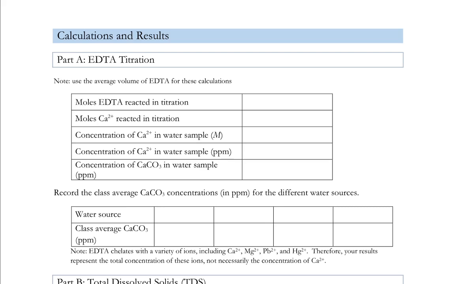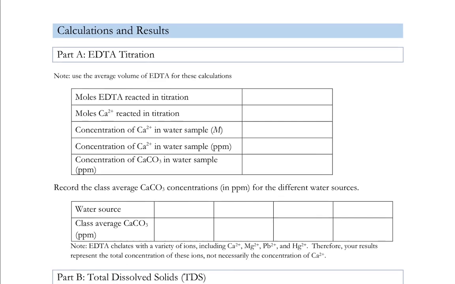That's the one we talked about earlier, where you have to go from moles to grams and then finally grams to milligrams. And of course, going from moles to grams uses the molar mass of calcium. Then to get to the ppm of the calcium carbonate, you will take into account the molar mass of the calcium ions and the molar mass of the calcium carbonate, following that sample calculation.